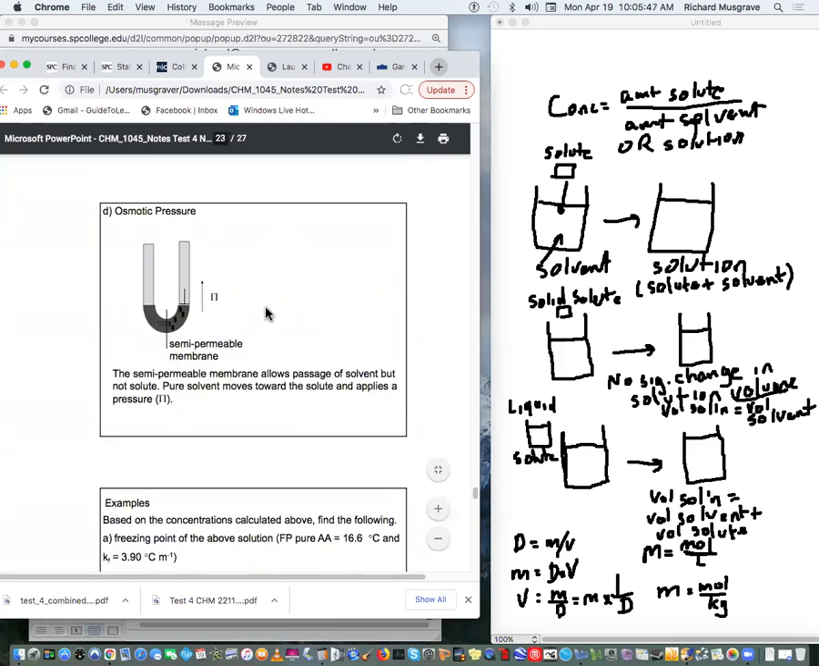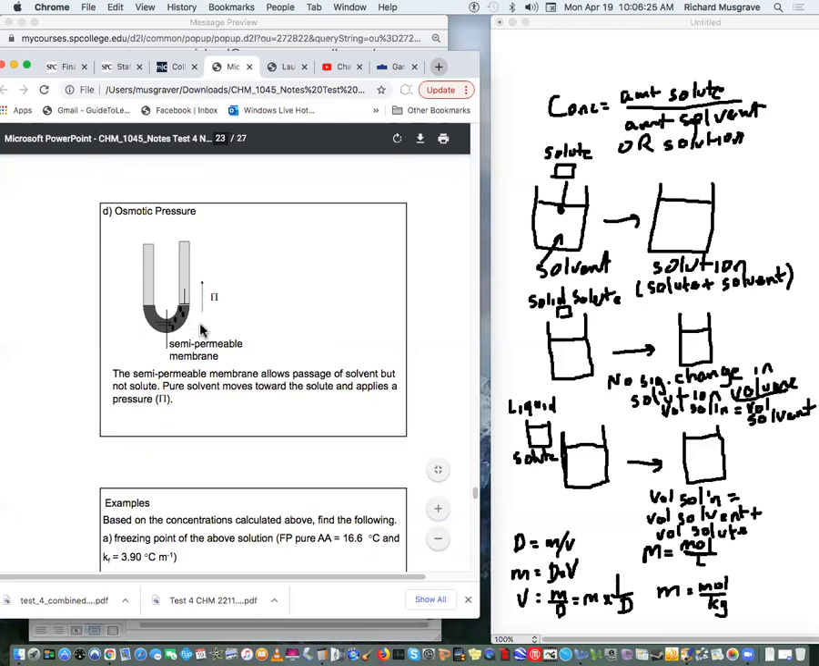The last colligative property we're going to talk about is called osmotic pressure. Now, osmotic pressure is best described in this fashion here. You can see that there is a U-shaped tube, and down the bottom of this U-shaped tube, we've got what's called a semi-permeable membrane. Now, I know it's a little bit hard to see in this diagram, but there are little things dissolved on this side of the semi-permeable membrane. Now, the semi-permeable membrane is going to allow for free passage of the solvent, but not the solute. So that's the nature of the semi-permeable membrane.